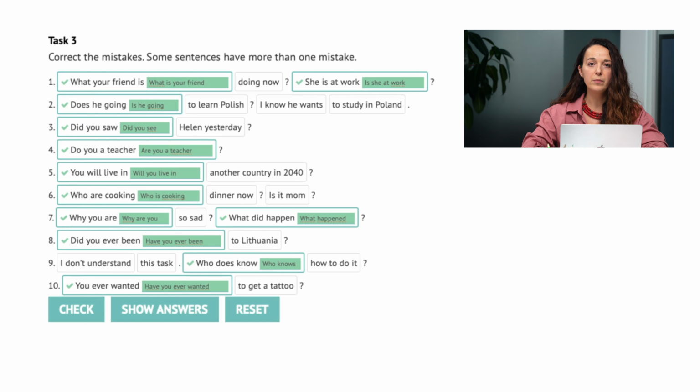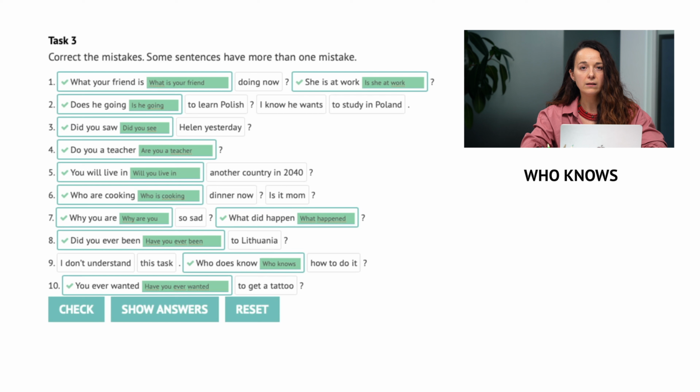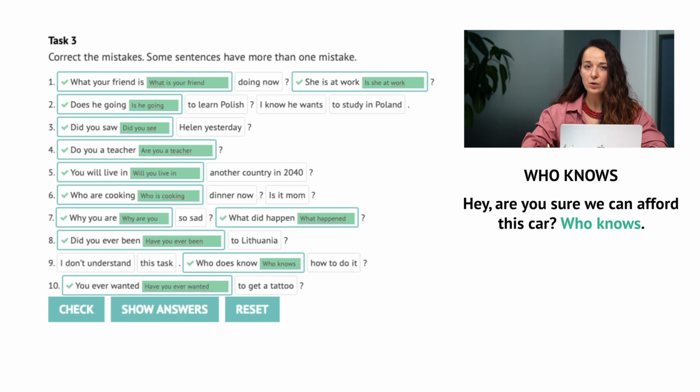They are questions number 6, who is cooking? Number 7, what happened? And number 9, who knows? By the way, who knows is a great rhetorical phrase to use when you don't know the answer to the question or want to be vague. For example, hey, are you sure we can afford this car? Who knows? And that's it for today.